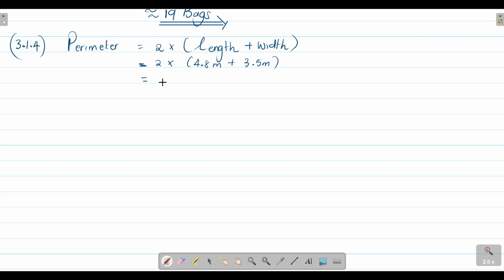So what is 2 times (4.8 plus 3.5)? The sum gives us 8.3 meters, because we're just adding meters plus meters, which is just meters. We are not multiplying, so it won't be meters squared. Then 2 times 8.3 meters is 16.6 meters. All right, so the units, remember, for perimeter, it's units, meters, kilometers, centimeters, millimeters. So that is basically going to be our final answer.